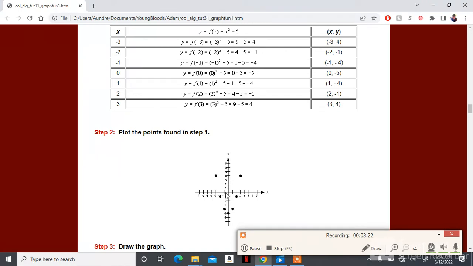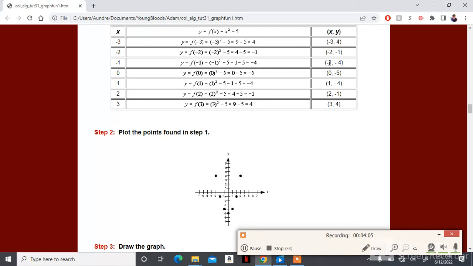X is negative 2. Hold on. Alright, 1, 2, bam, negative 2. And y is negative 1. And right here is where the x stops, and negative 1, bam. And this is the intercept point right here. And that's how we plotted that.